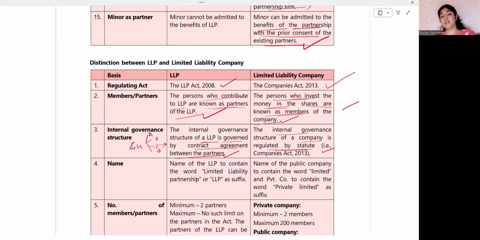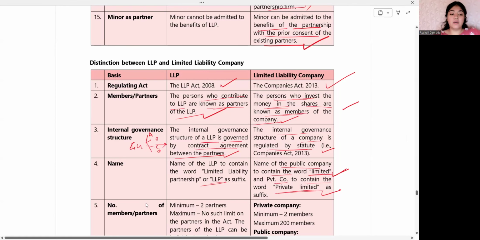Name of LLP has to contain LLP as the suffix. Name of a public company has to contain the word limited. A private company has to contain the words private limited. Okay, public companies need to put the word limited. Private companies need to put the words private limited. Public companies are those in which government is also involved. Government has a share in the share capital. Government has a stake in their share capital.